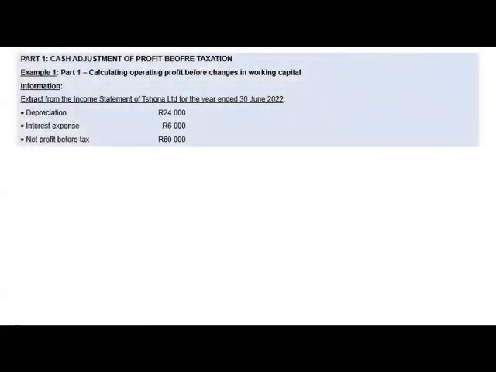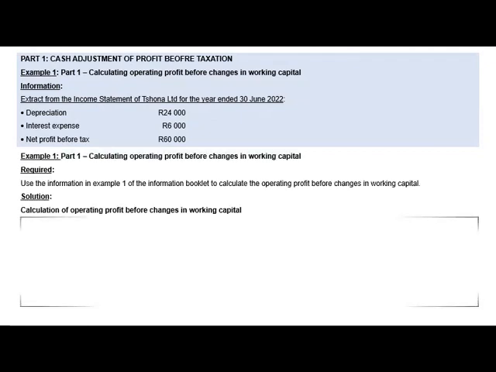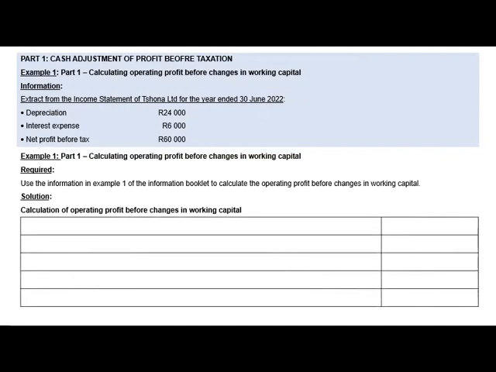Let us look at simple examples where we are calculating our profit before changes in working capital. It's basically an adjustment of our profit, and this is the first part of this note. How do we calculate our operating profit before changes in working capital? You will start with profit. Guys, do not confuse this note with retained income. In retained income, we use profit after tax. Here we don't use profit after tax; we use profit before tax, okay? Unlike the retained income note, here we use profit before tax.